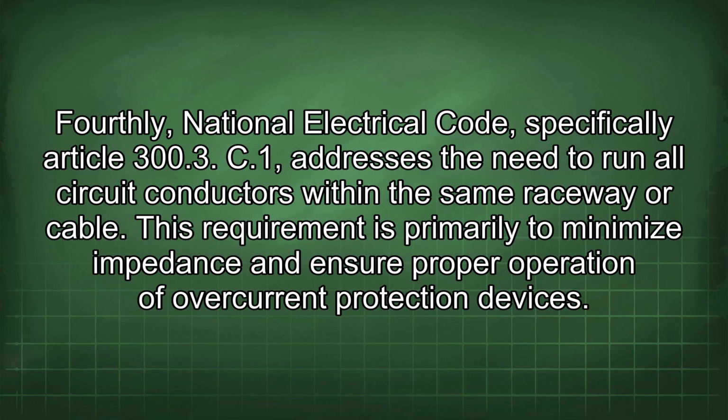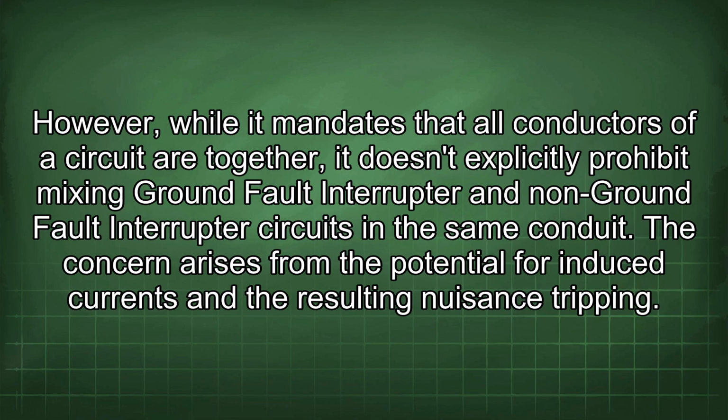Fourthly, National Electrical Code, specifically Article 300.3(C)(1), addresses the need to run all circuit conductors within the same raceway or cable. This requirement is primarily to minimize impedance and ensure proper operation of overcurrent protection devices. However, while it mandates that all conductors of a circuit are together, it doesn't explicitly prohibit mixing ground fault interrupter and non-ground fault interrupter circuits in the same conduit. The concern arises from the potential for induced currents and the resulting nuisance tripping.